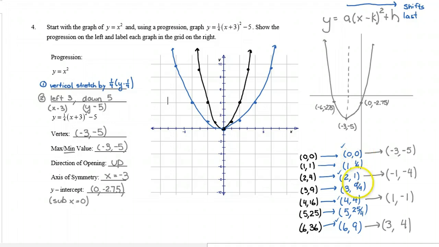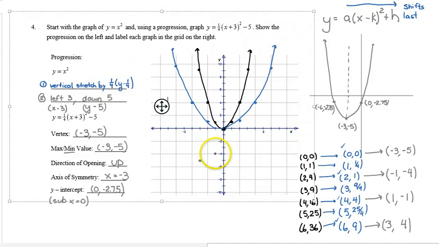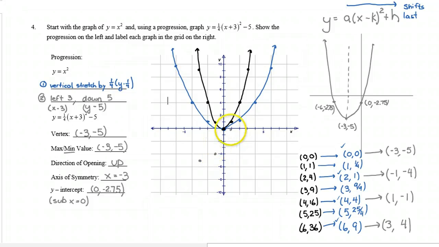So again, what I've done is I've only picked the numbers that I can easily apply the transformation to. So we have -3, -5, I have -1, -4, I have 1, -1, I have 3, 4. And I can connect these, but what I notice is that there's probably some points going on up here. So a couple of things I could do. I could take some other points and apply the transformation, or I could simply test a value. Don't forget, when you're doing a graph, you can test values.